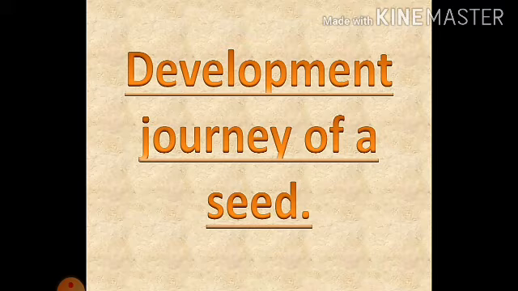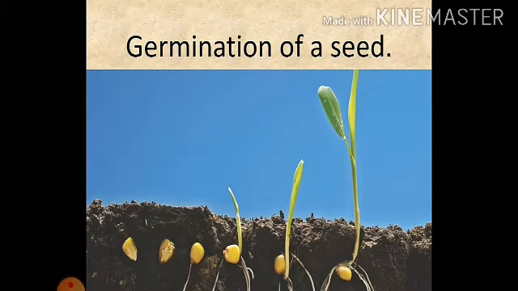As you can see in this picture, the seed is growing into a plant. That process is known as germination of a seed. For it, it requires moisture, sunlight, warmth, fertile soil, and good quality seed. All these are the requirements for this process.